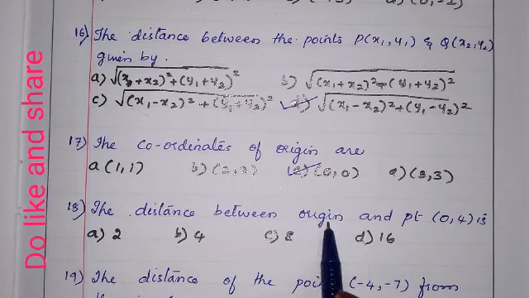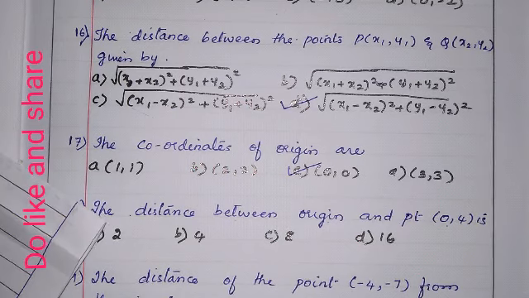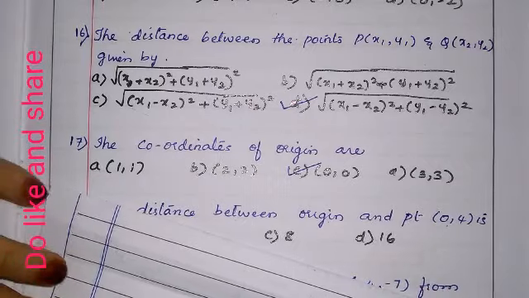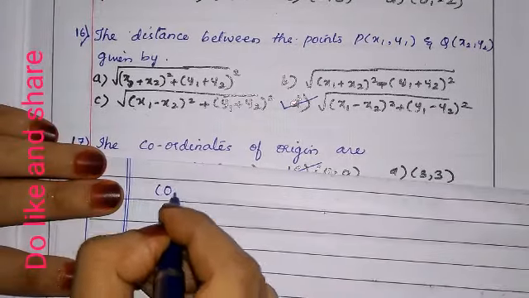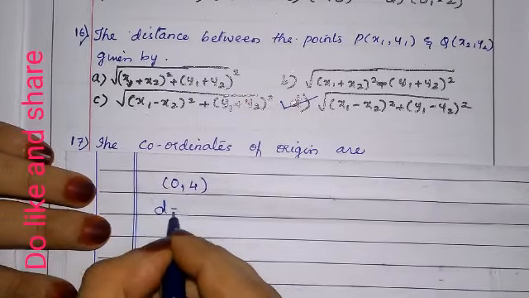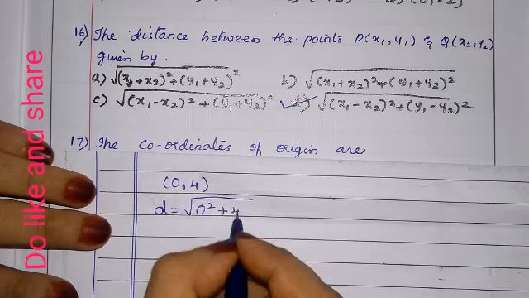The distance between origin and the point. The distance between origin and point is... The point given is (0, 4). The distance between the point and origin is a direct question. D is equal to root of 0 square plus 4 square.